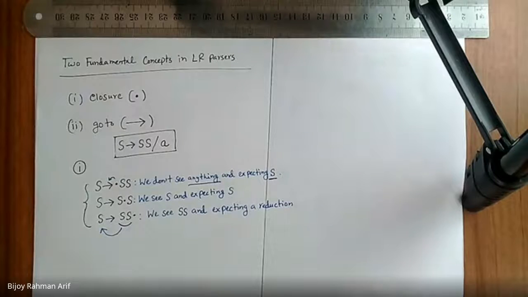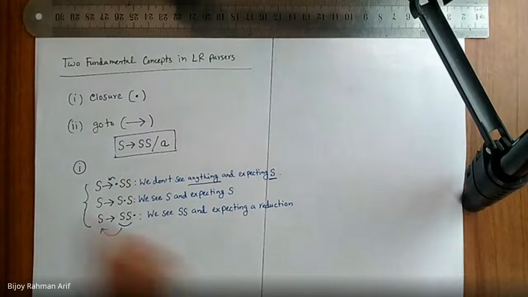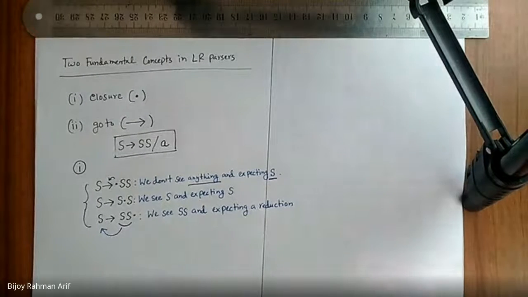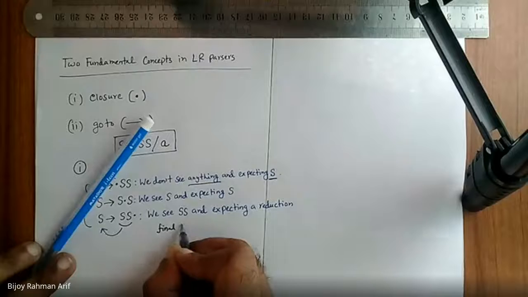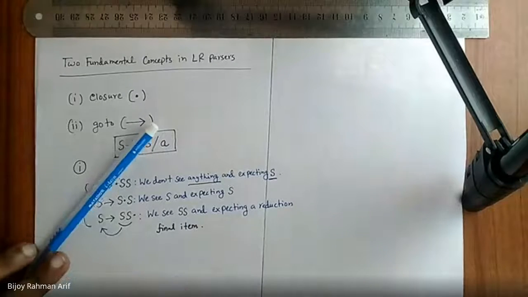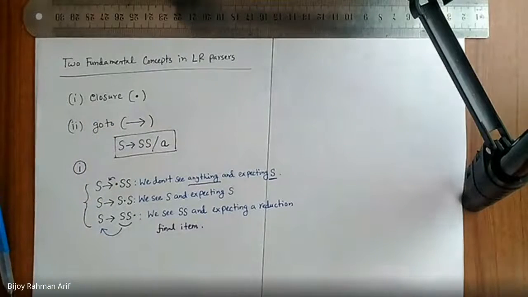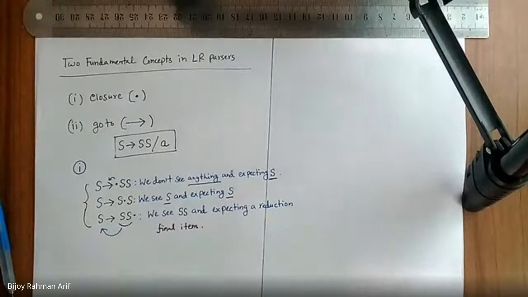Yes, sir. That means we have seen the whole right hand side. We don't expect anything more. So the whole right hand side we have seen. Now we can convert the right hand side to left hand side. It is also called final item. Did you get it? Yes, sir. Any query? Now tell me.